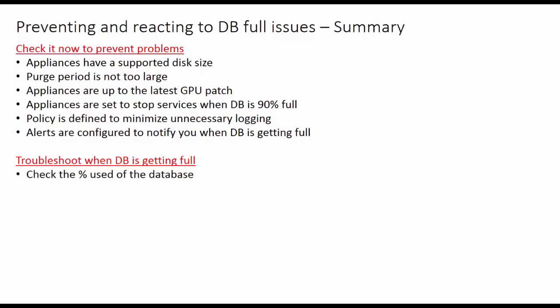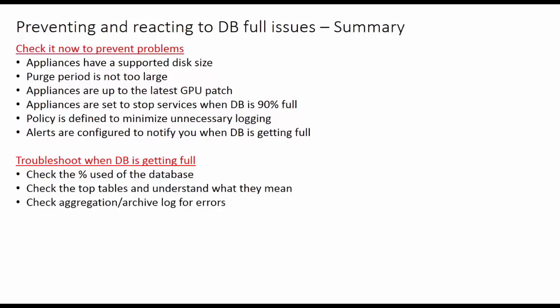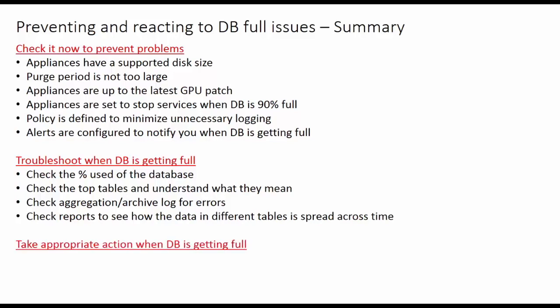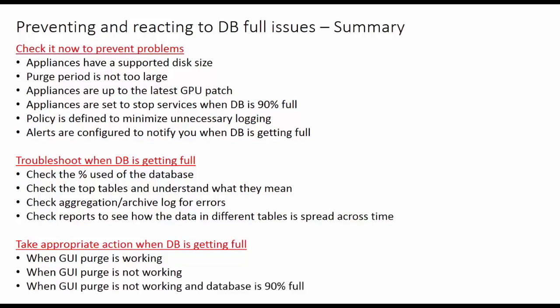How to troubleshoot when the database is getting full. Check the percent used of the database. Check the top tables and use that tech note to understand what they mean. Check the aggregation archive log for errors. And check in reports, for example the sessions per day report and policy violations per day, to see how the data in your top tables is spread across time and to see if there's data older than the purge period. And the actions you can take when the database is getting full: you can identify which of the 3 situations you're in. Either the GUI purge is working, the GUI purge is not working, or the GUI purge is not working and the database is 90% full, and understand the different options you have in those 3 different cases.